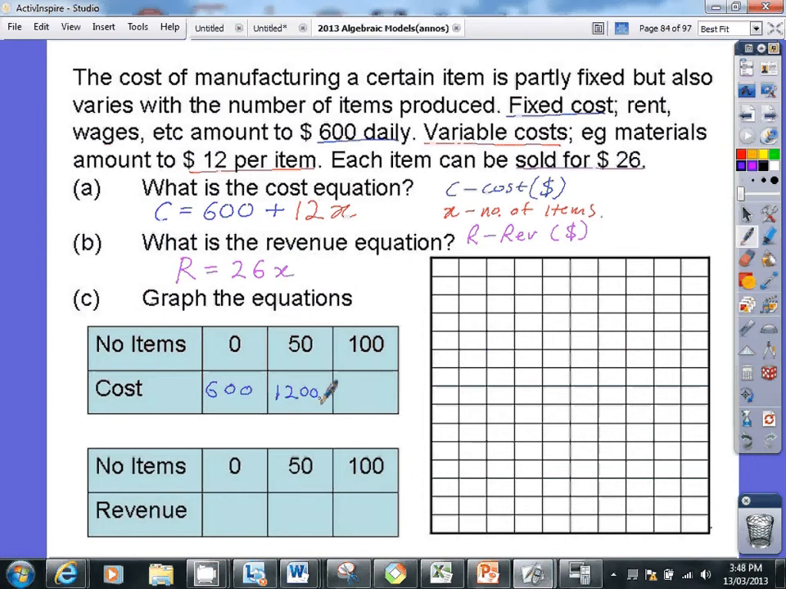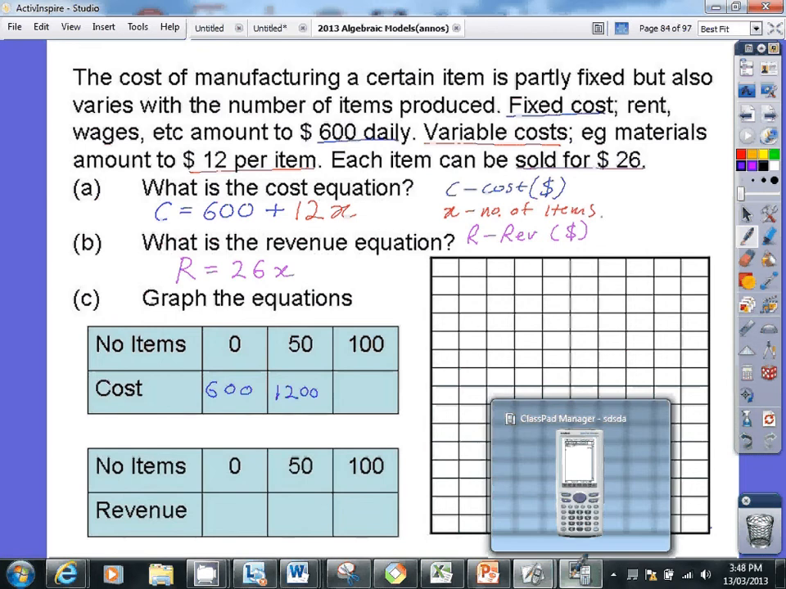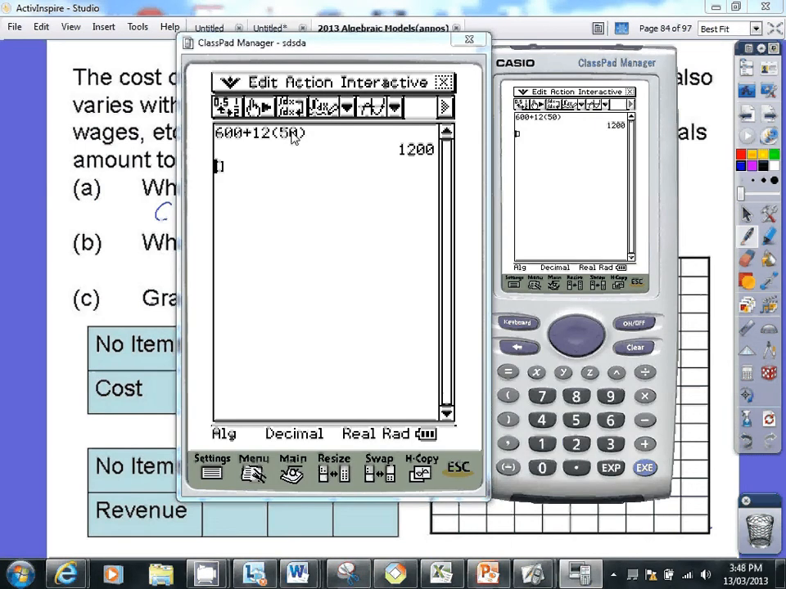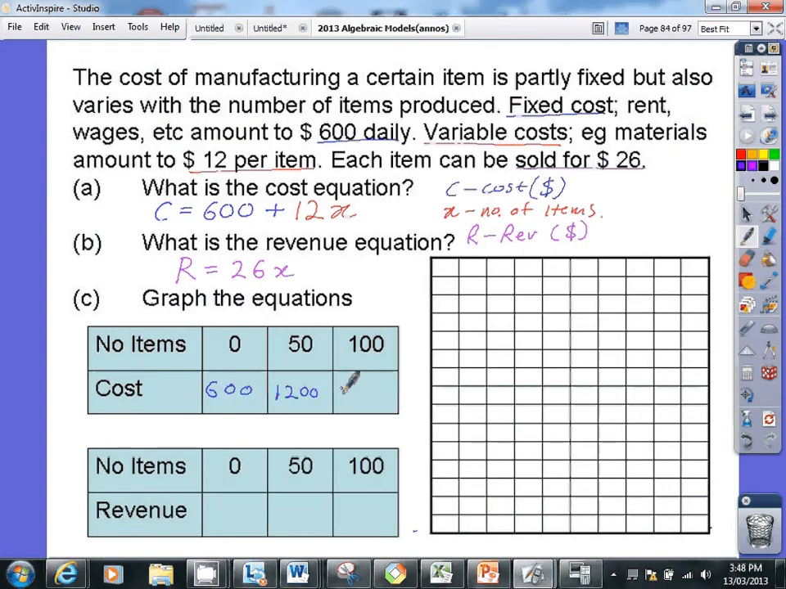Okay, then the next one, X is 100. So you want to see a lazy little trick on the ClassPad, just change that number. Let's give you the other one, so $1,800. Okay, ripper. All right, so revenue now.